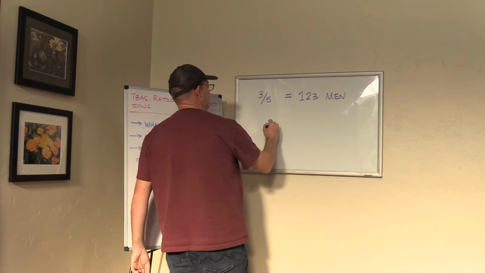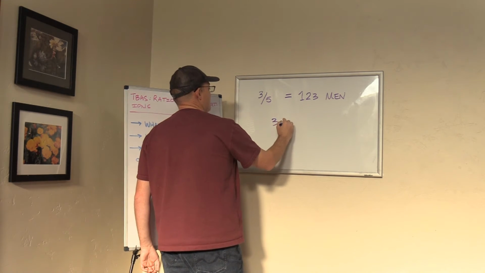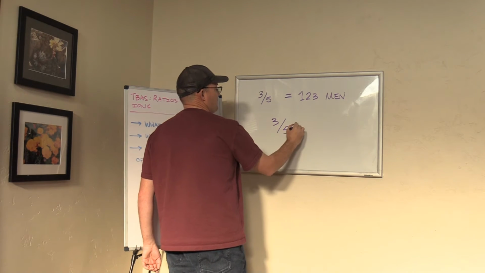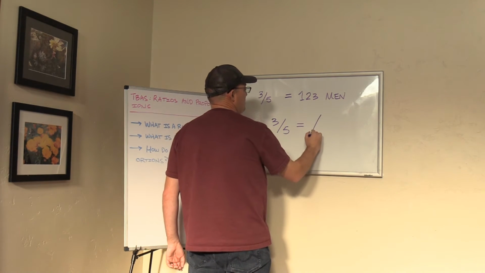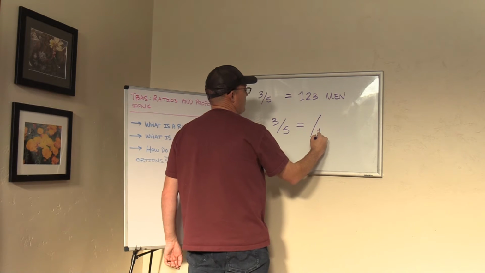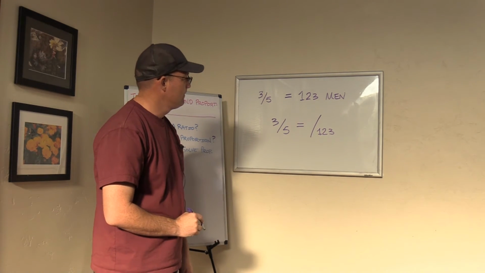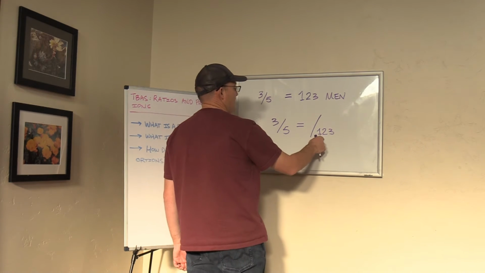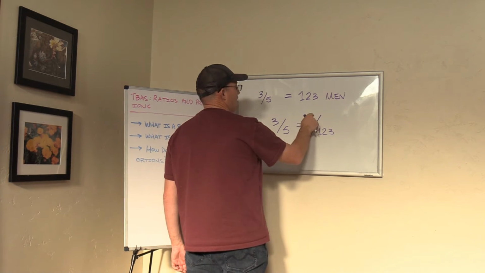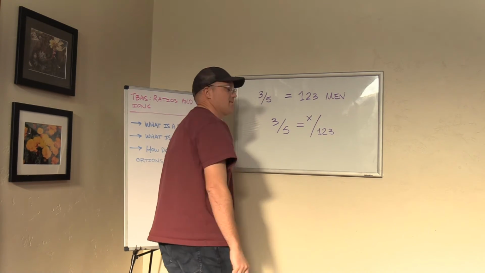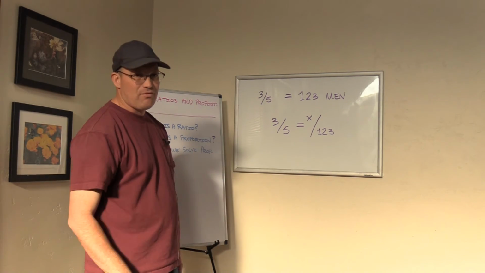Let's write this as a proportion. We have 3 over 5, that's our first ratio, equals, now, we don't have the number that goes on top here. What we have is the total, 123. We know there's 123 men in the class, and what we're trying to solve for is the missing number over here. You know from our videos on algebra, we like to write that as x. So how do we solve this?